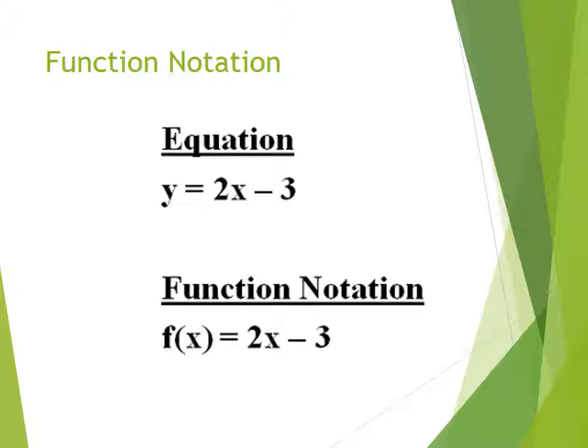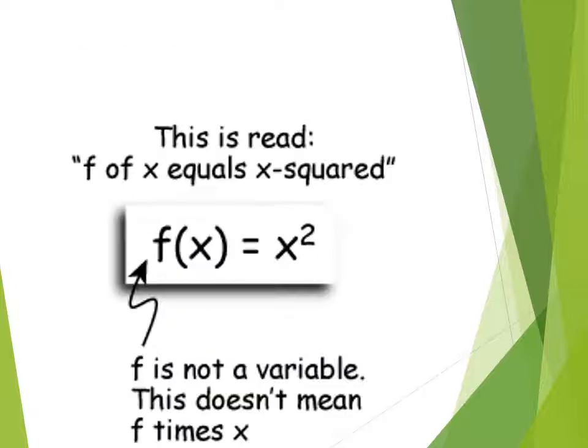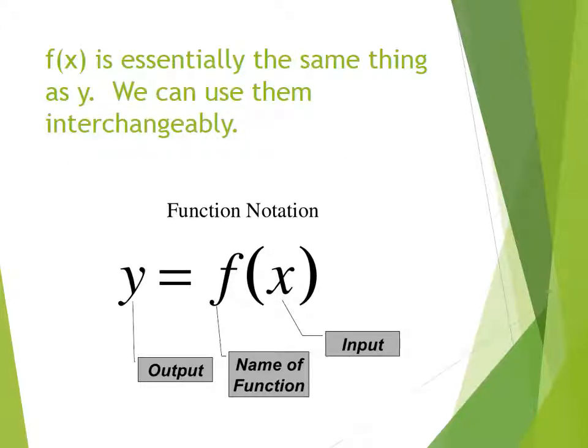So, function notation, the equation is y equals 2x minus 3. The function notation is simply f of x equals 2x minus 3. So the only difference here is instead of y, we're writing f of x. The way that we read this is f of x. F is not a variable. It doesn't mean we're multiplying f and x. It's just a way of naming our equation. So it's essentially the same thing as y, and we can use them interchangeably.